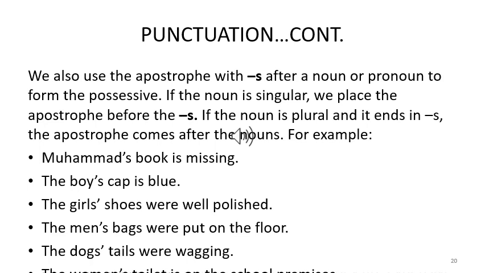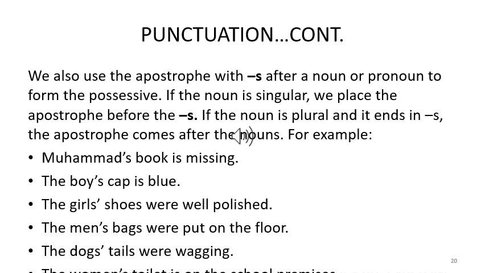So if the noun is singular, we place the apostrophe before the S, if there is just one person. If the noun is plural and it ends in S, then the apostrophe comes after the noun. Here are some examples. Muhammad's book is missing. Muhammad is singular, it's just one person, so we put the apostrophe before the S to show that the book that is missing belongs to Muhammad.